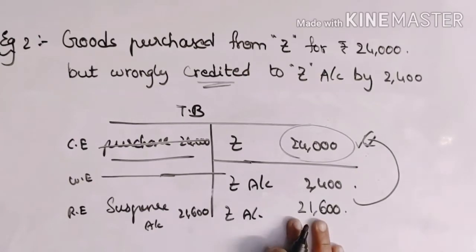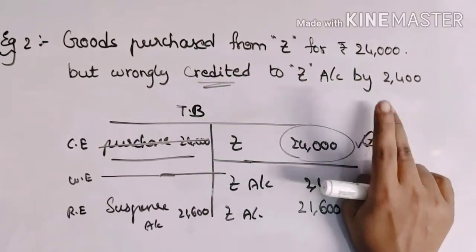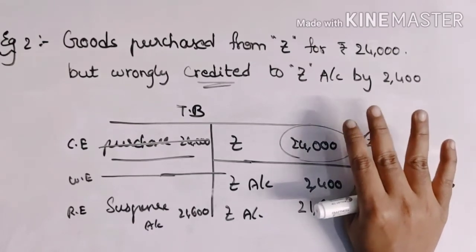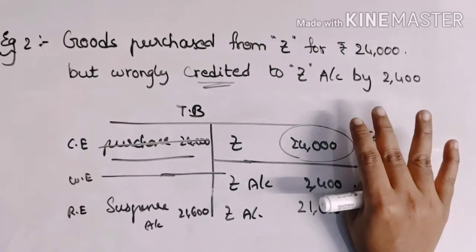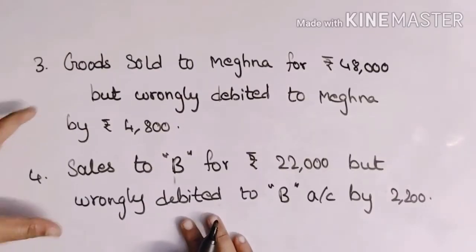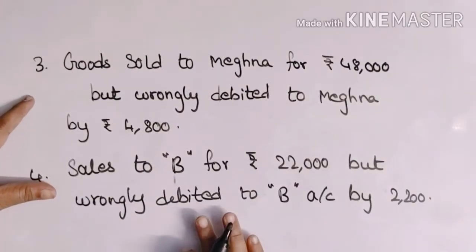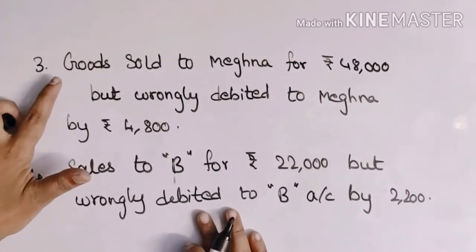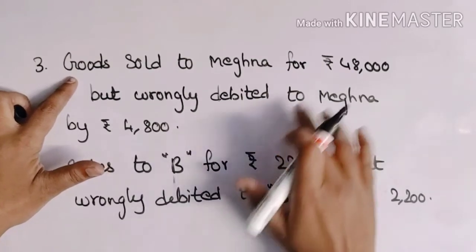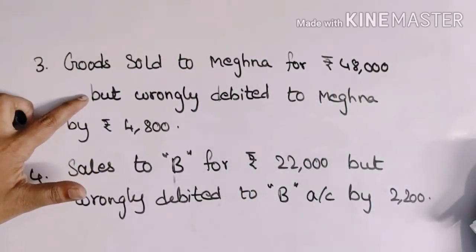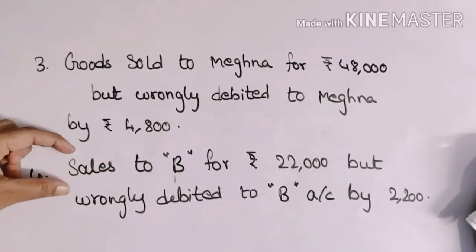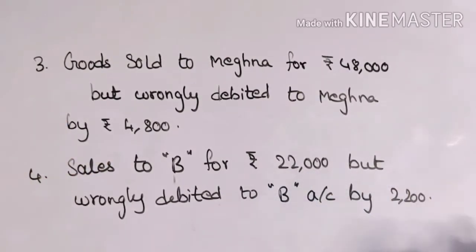This is one example. Now I will give you two examples. You have to answer them and write them in the comment section below. I will definitely check your answers. So now students, I have given you two questions. Now I will read out the questions for you. The first question is, goods sold to Meghana for 48,000 but wrongly debited to Meghana account by rupees 4,800. And another question is, sales to B for rupees 22,000 but wrongly debited to B account by 2,200.